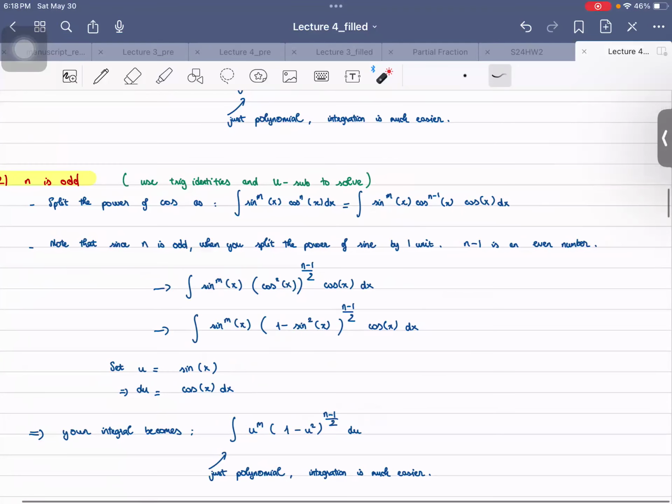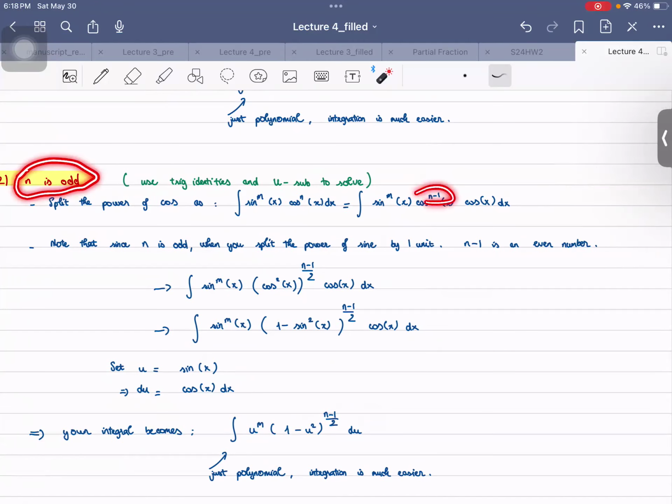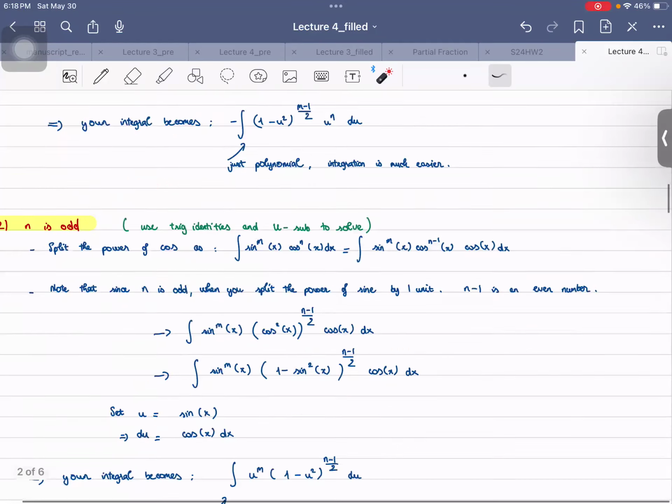And similarly, n minus 1: because n is an odd number, n minus 1 will be an even number, since you go down 1 unit. Okay, so you can rewrite the cosine to the power of n minus 1 as cosine squared to the power of n minus 1 divided by 2. And then you're going to use the special identities.